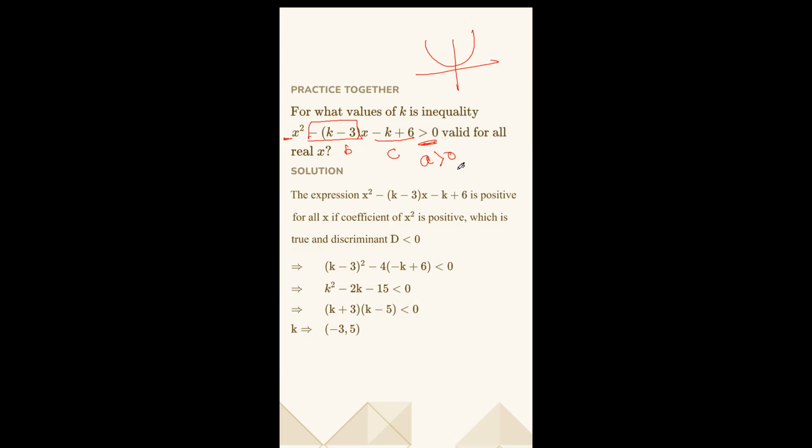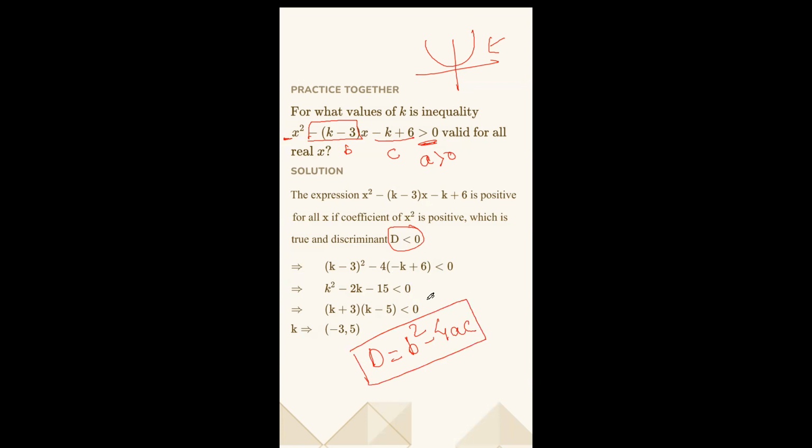So if a is greater than 0 and the graph will look something like this, what do we know? That means D should be less than 0, indicating it doesn't intersect the x-axis. So we need to find for which values D is less than 0. What is the formula for D? D is the discriminant, which is given by b² − 4ac. That is the formula for D.